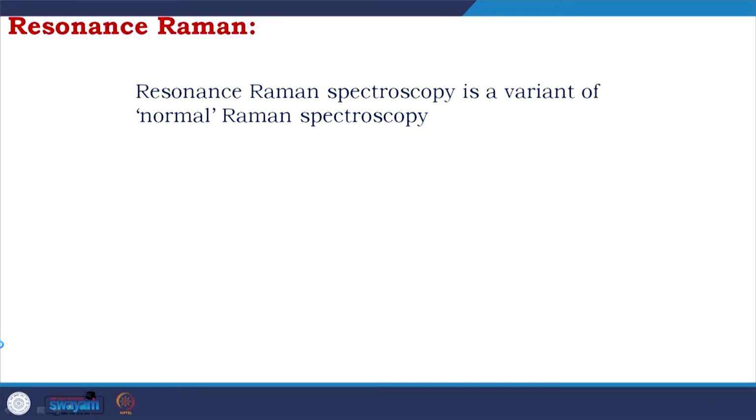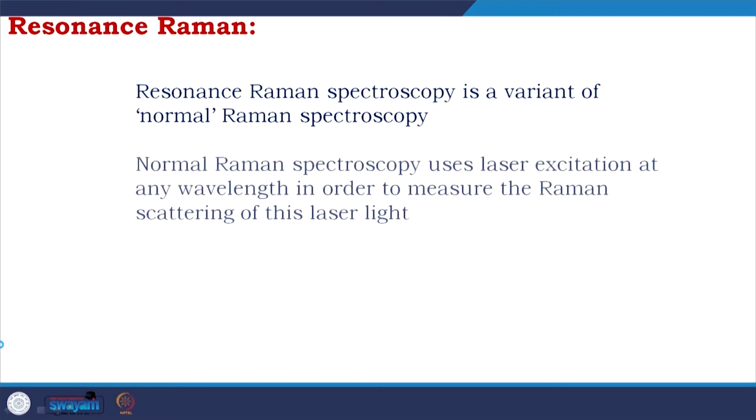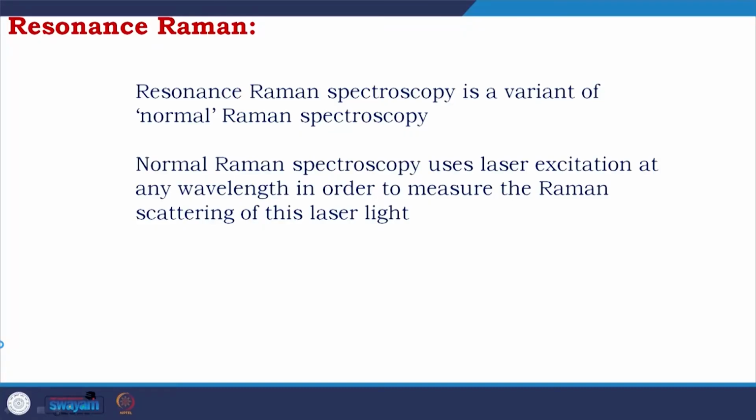We will start with resonance Raman. Resonance Raman spectroscopy is a variant of normal Raman spectroscopy. You probably remember that in the last class I talked about the Raman signal being very weak. So, normal Raman was not very fruitful for experimental purposes, in data collection. It needs very specific instrumentation. Normal Raman spectroscopy uses excitation at any wavelength in order to measure the Raman scattering of this laser light.